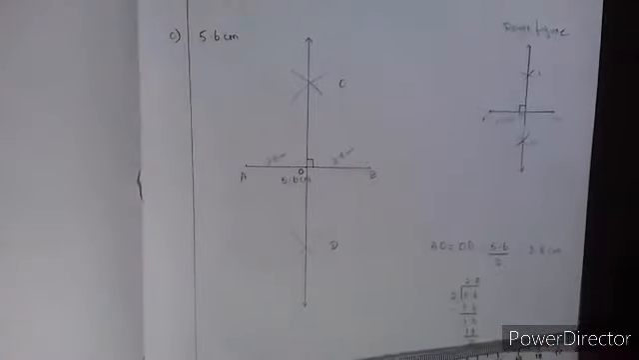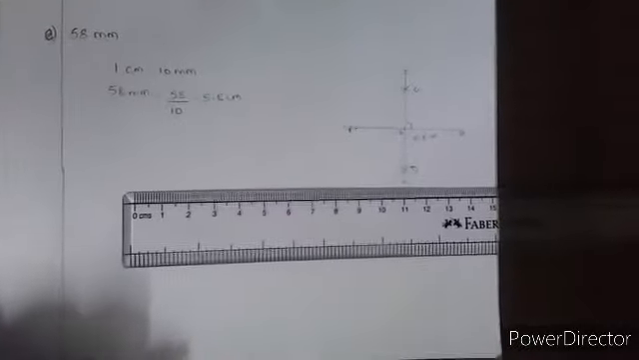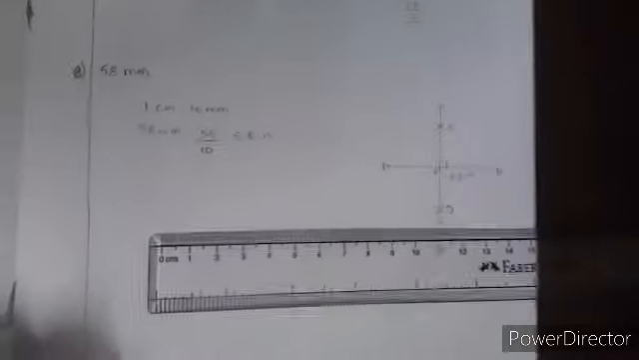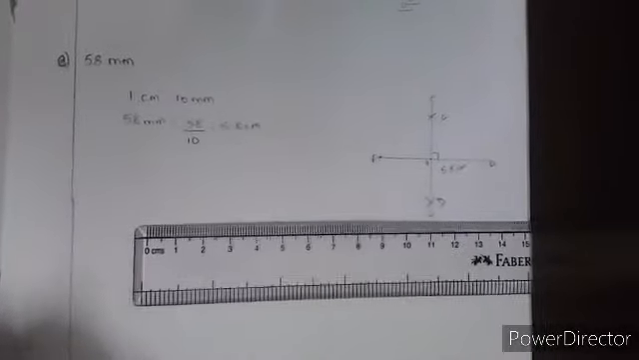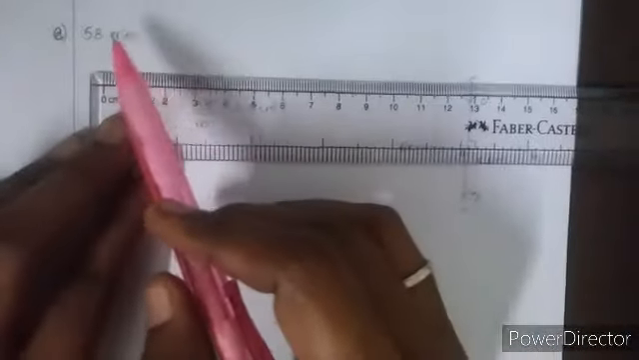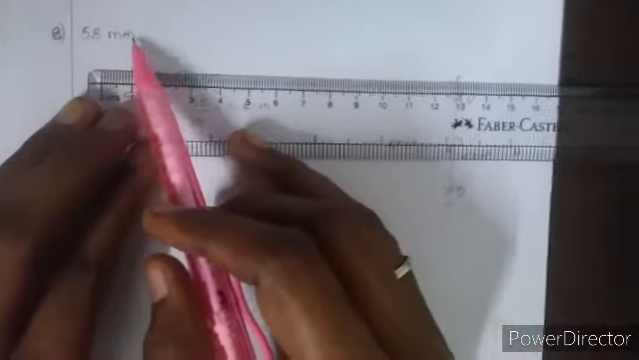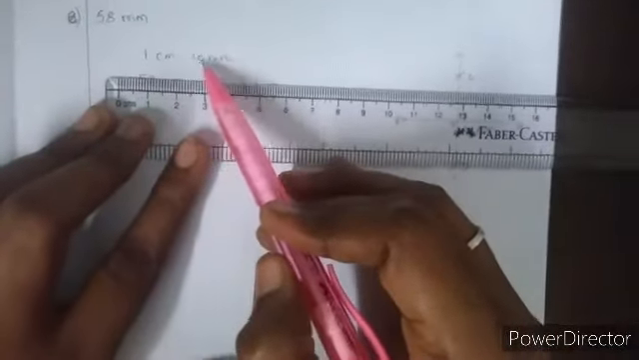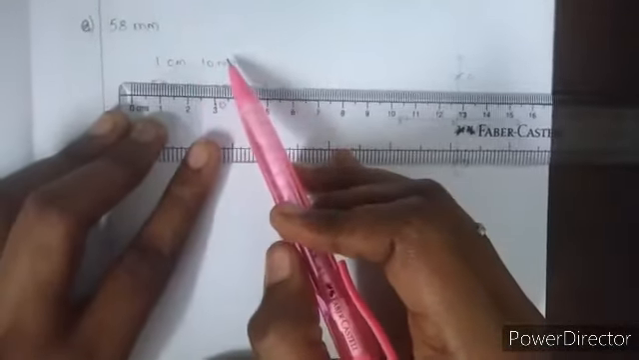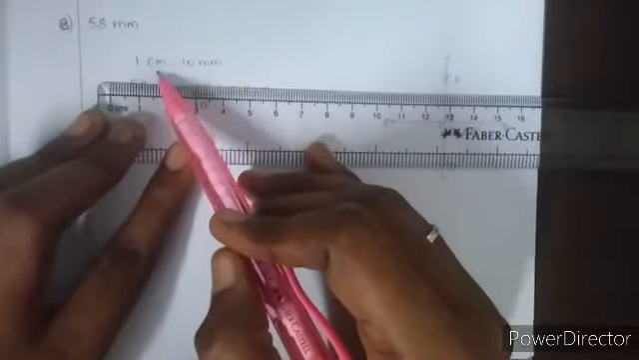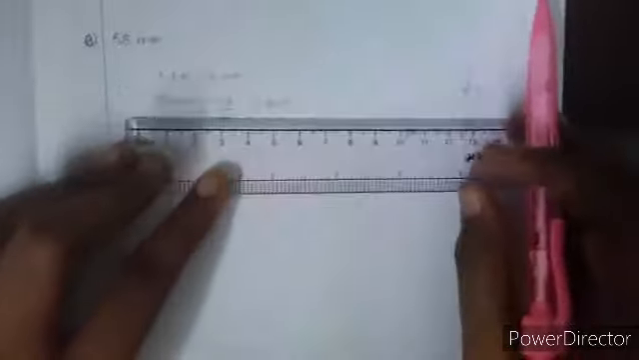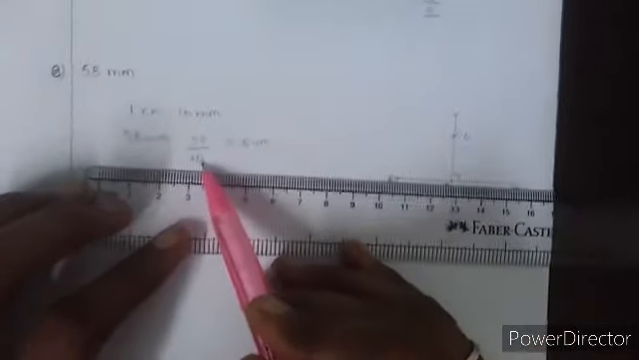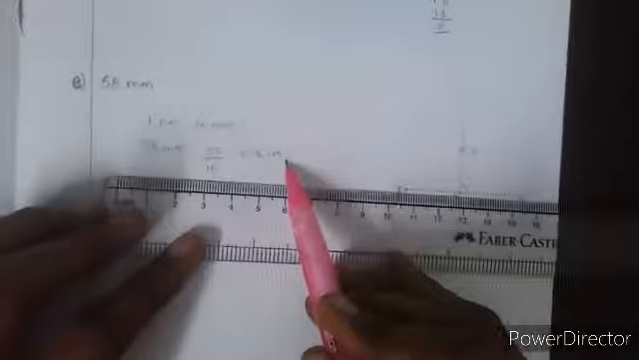Understand, students? And subdivision D 10.4 centimeter, try as a homework sum. Let's move to subdivision E. There they given 58 millimeter. First step, we have to convert this to centimeter. So 1 centimeter equal to 10 millimeter. So we are going to convert smaller unit to bigger unit, so we have to divide by 10. So 58 divided by 10, so 5.8 centimeter. And you have to draw the rough figure.